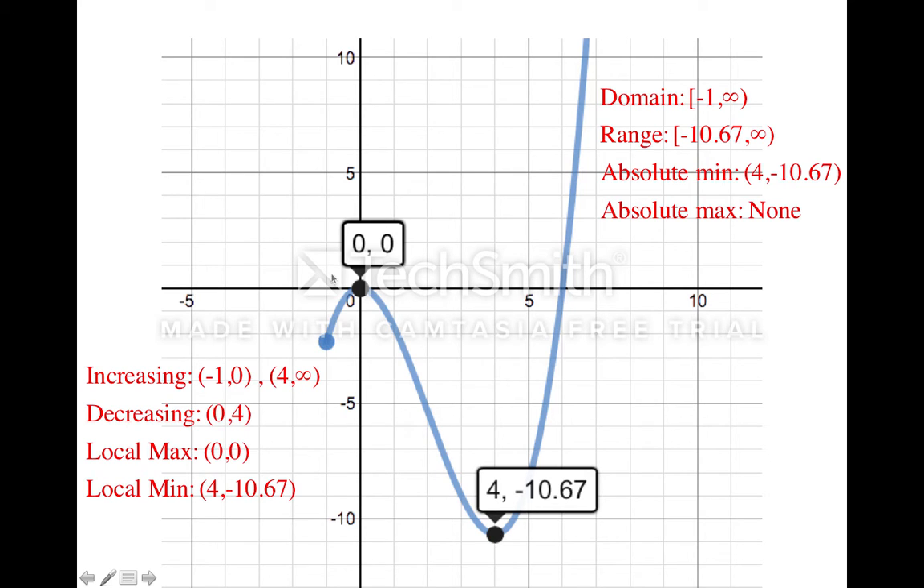The domain starts at -1 and goes to infinity. The range, the smallest y value, is -10.67 and goes to infinity. So x, y, y, x, comma, y.